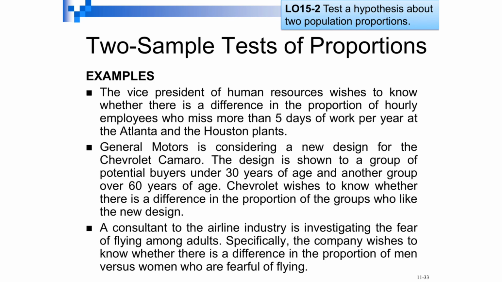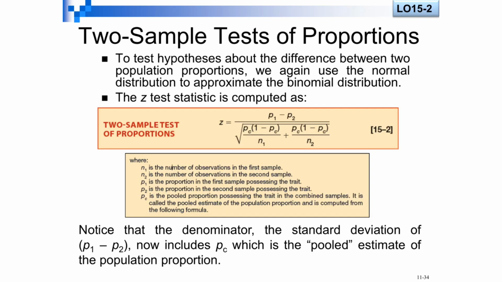And so what about 2 sample tests for proportion that we discussed in this chapter 11? So you see the Vice President of Human Resources wished to know whether there is a difference in the proportion of hourly employees who miss more than 5 days of work per year at 2 different companies. So you see they have 2 samples and 2 populations. So what to do with this kind of example?